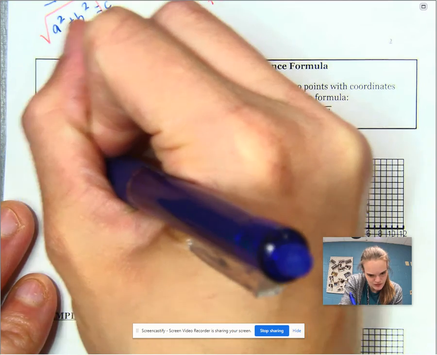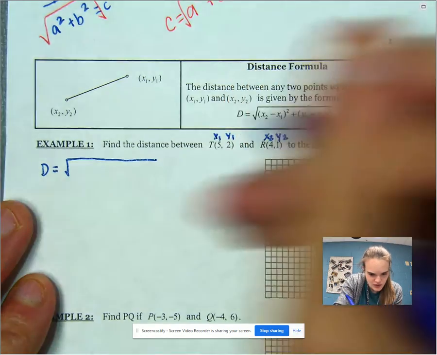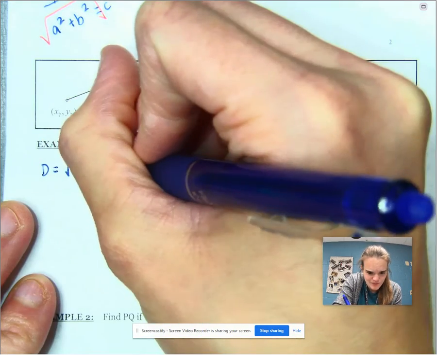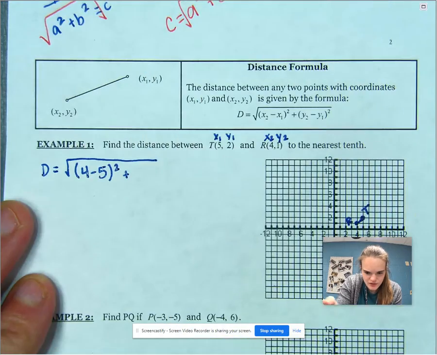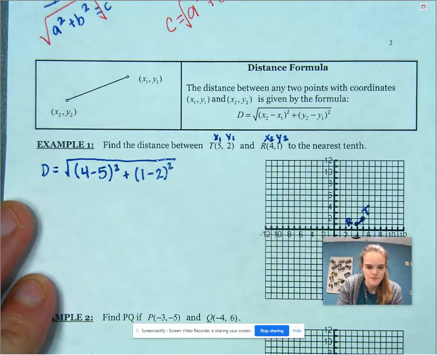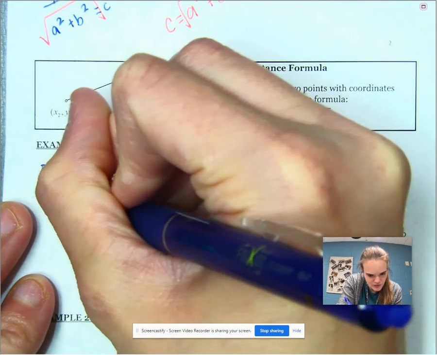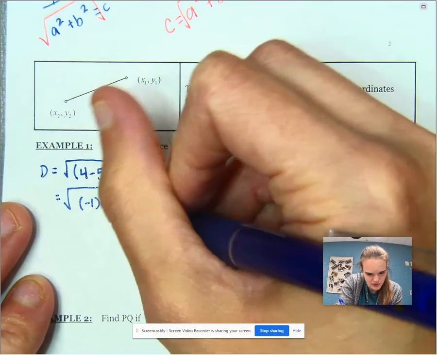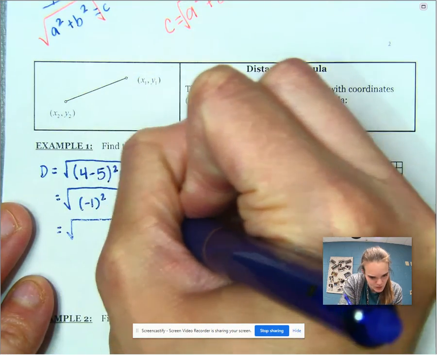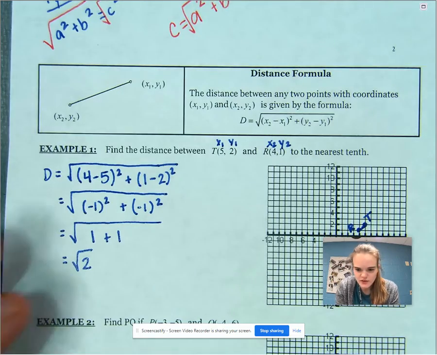So distance, let's say x1, y1, x2, y2. So 4 minus 5, probably should have done it the other way around, but I will, squared plus 1 minus 2 squared. Four minus 5 is negative 1. Negative 1 squared plus 1 minus 2 is negative 1 squared. And negative 1 squared is 1, and negative 1 squared is 1. So square root of 2. And it says to the nearest 10th.